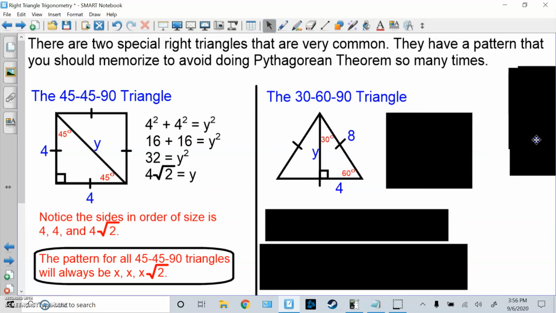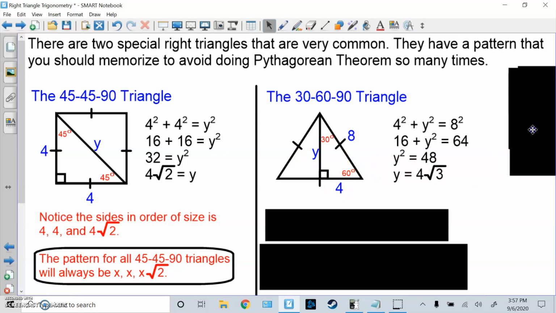Alright, 30-60-90 triangles come from cutting an equilateral triangle in half. So for an equilateral triangle, you know all the angles are 60 degrees, and all the sides are the same, so all of them are 8. If I cut it in half, this is now 4. This angle is now 30 instead of 60. So I label A, B, C, fill in the formula, do the math. When you take the square root of 48, you have to simplify that into 4 square root 3.